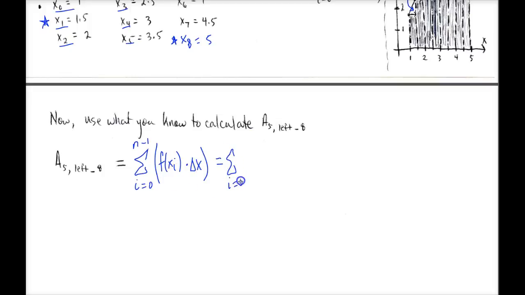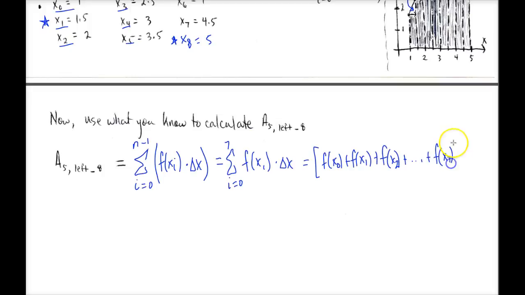Of course, that's i equals 0, and since n is 8, this would be 7 now. And this will still be f of x sub i times delta x. If we write this out simply, this is f of x sub 0 plus f of x sub 1 plus f of x sub 2, and we keep going until we get to f of x sub 7. Take all that and multiply it times delta x.